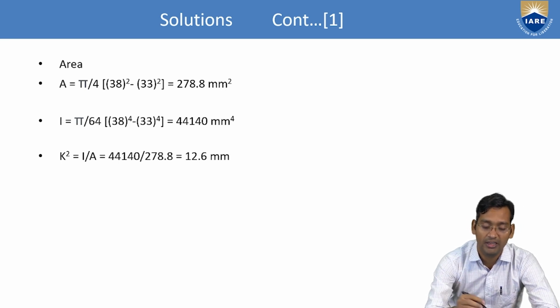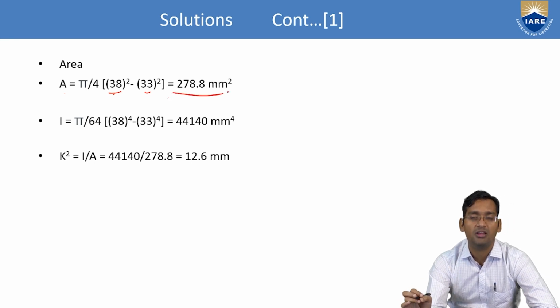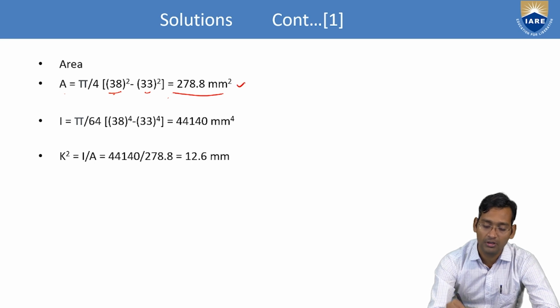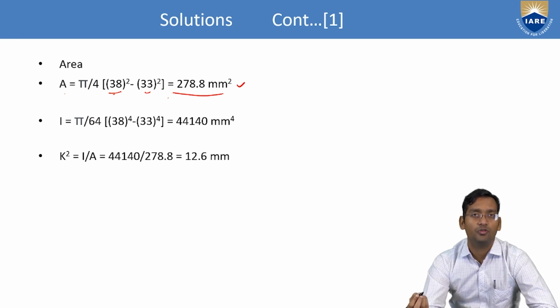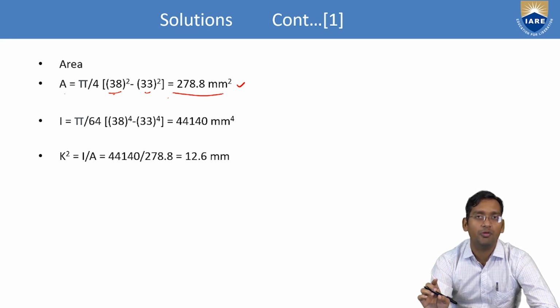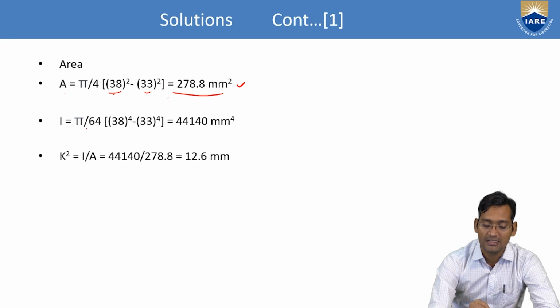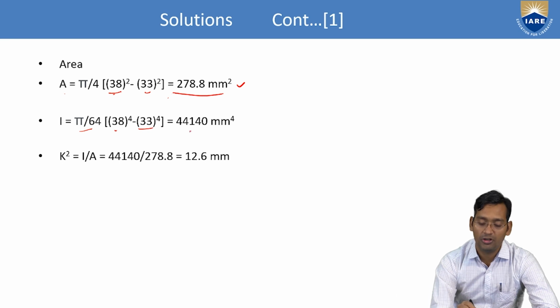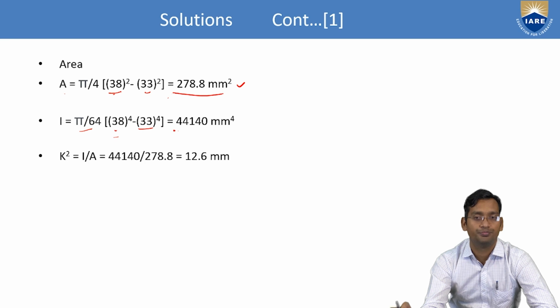First we are finding the area. Area is pi by 4 into capital D square, the external diameter square, minus internal diameter square. After solving this, you will get 278.8 mm square. So now we have the area. Now find the moment of inertia. What is the moment of inertia for a hollow cylinder? That is pi by 64 into capital D power 4 minus small d power 4. So I is pi by 64 into 38 power 4 minus 33 power 4. After solving this, you will get 44,140 mm4. This will be the value of I.